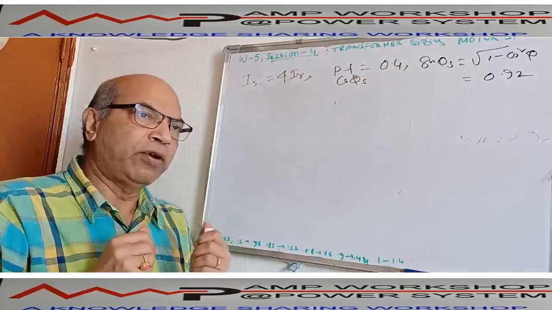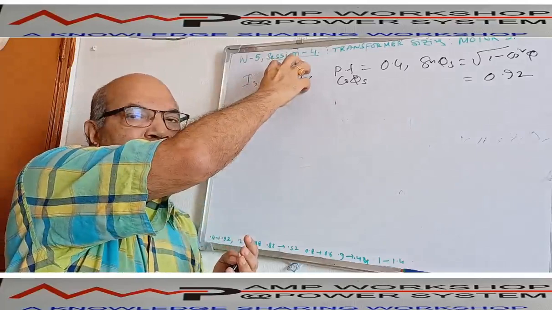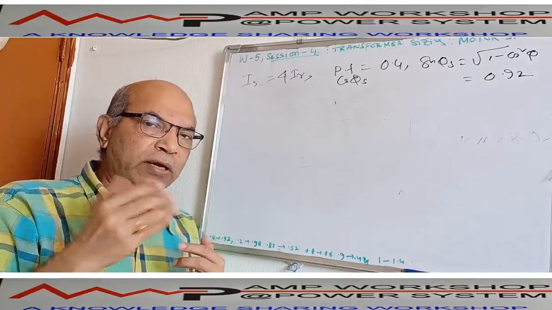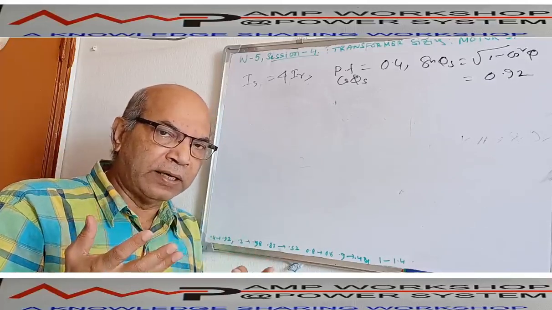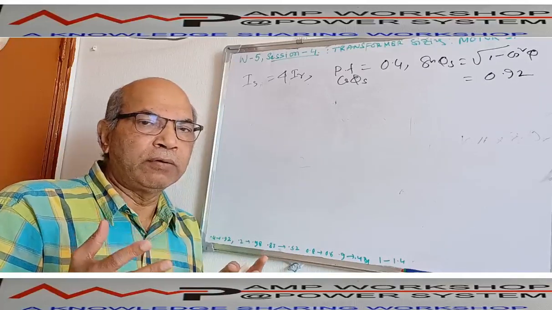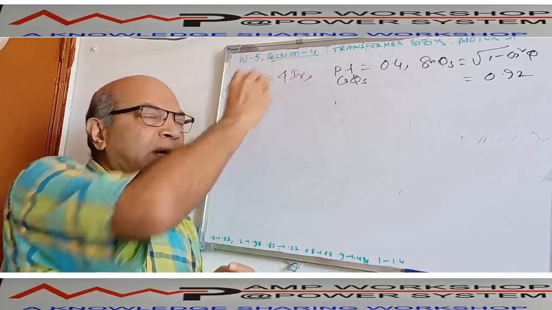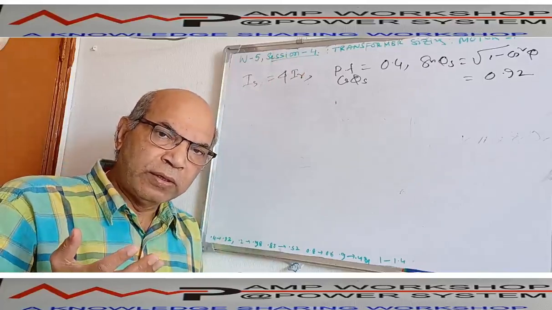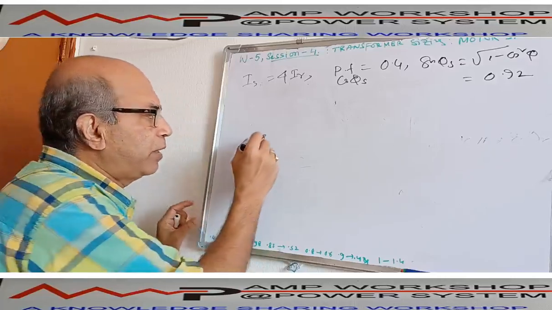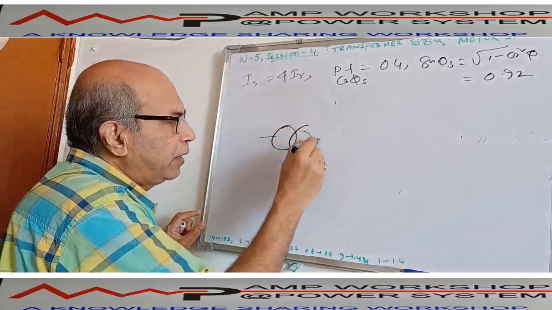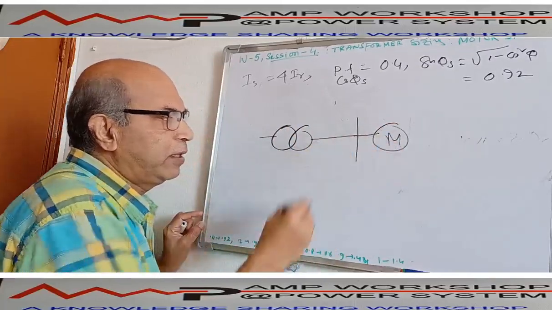Now, another point: when the motor gets started, it takes 4 times the rated current. We have said that at the rated current the voltage drop will be equal to the percentage impedance of the transformer. Now, if it takes 4 times the current, automatically the voltage drop will be more. So how is this transformer connected? The transformer goes to a switchgear, or it is directly connected to the motor; you can say it is a motor bus.